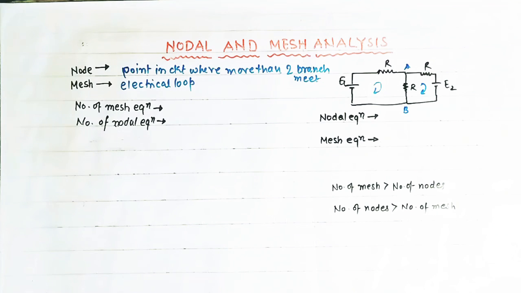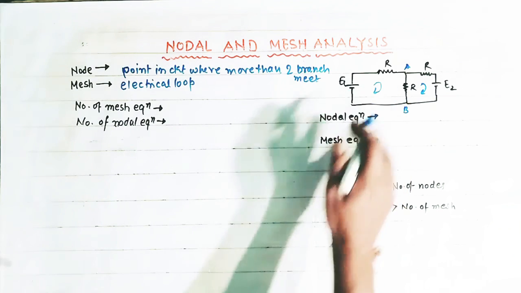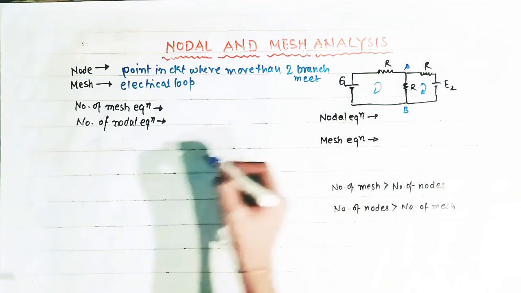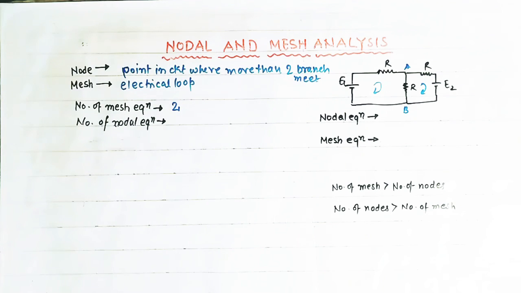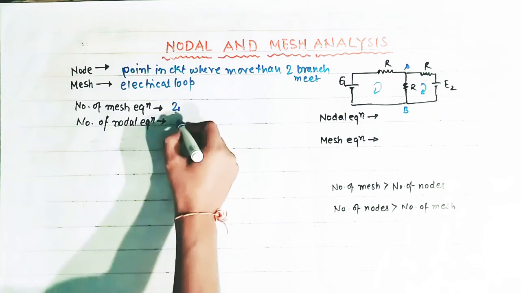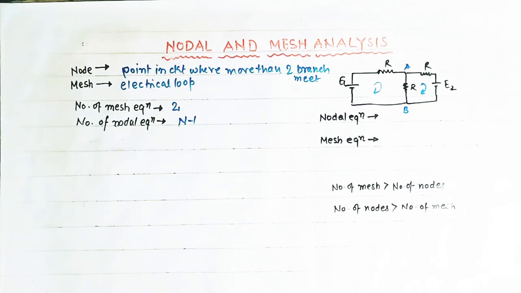For a circuit, the number of mesh equations is equal to the number of independent loops. Here the number of independent loops is 2, that's why the number of mesh equations will be equal to 2. And for nodal analysis, the number of nodal equations is equal to n minus 1, where n is the number of nodes.